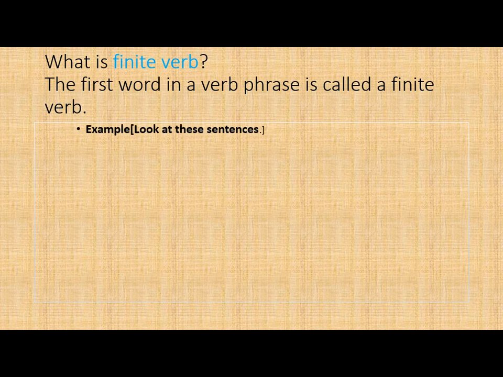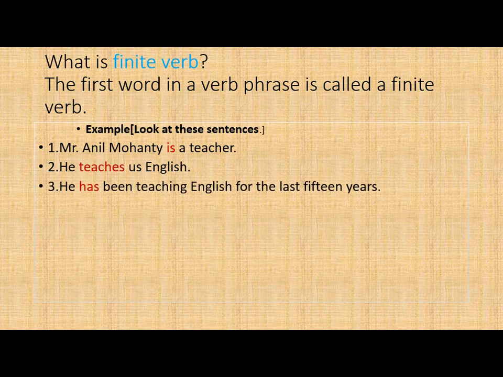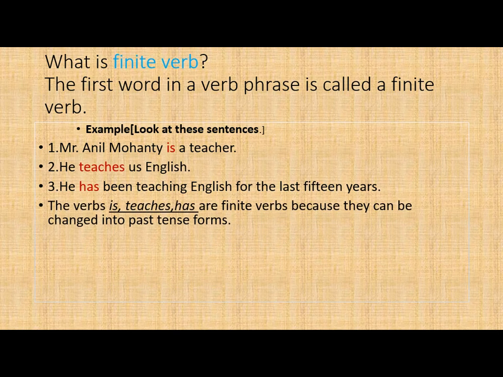Example, look at the sentences. Mr. Anil Mahanti is a teacher. Here the finite verb is "is". He teaches us English. In this sentence, "teaches" is the finite verb. He has been teaching English for the last 15 years. Here, "has" is the finite verb. So, why do we call these verbs finite verbs? The verbs is, teaches, has are finite verbs because they can be changed into past tense forms.